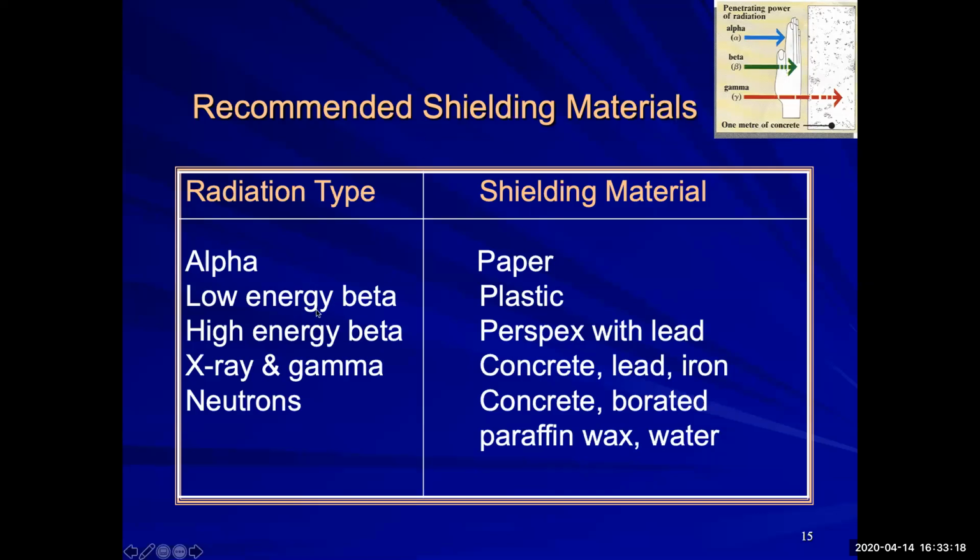For low energy and high energy beta, plastic or perspex with lead can be used to stop the beta particle. Gamma ray and X-ray can be stopped by lead or concrete mainly. Neutrons can be reduced, or we can get thermal neutrons, by applying water or also concrete, and water is the best shielding for a neutron.